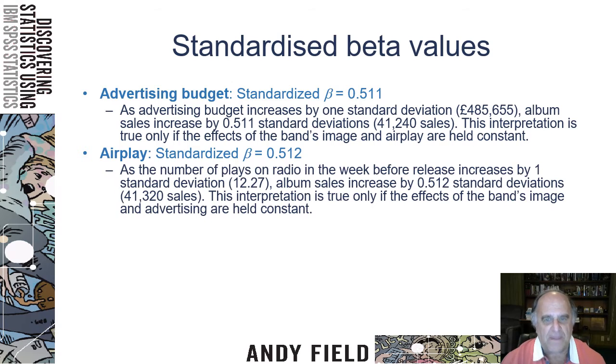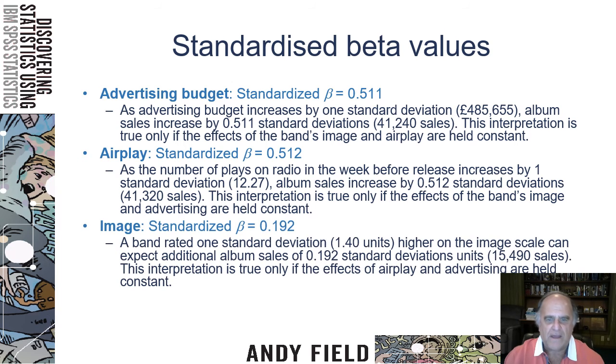For airplay, the beta is 0.512. So for airplay, as the number of plays on the radio in the week before release increases by 1 standard deviation, album sales increase by 0.512 standard deviations.